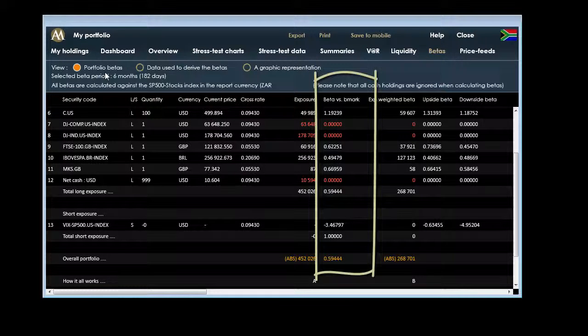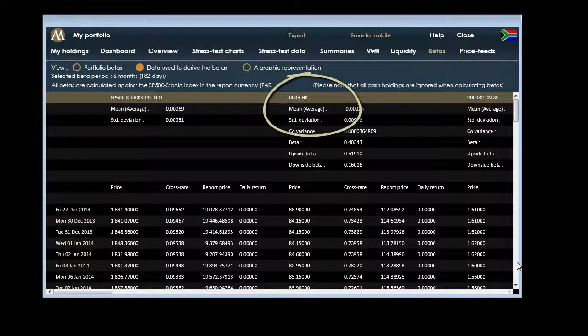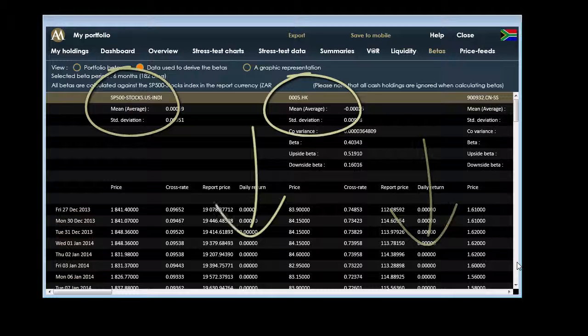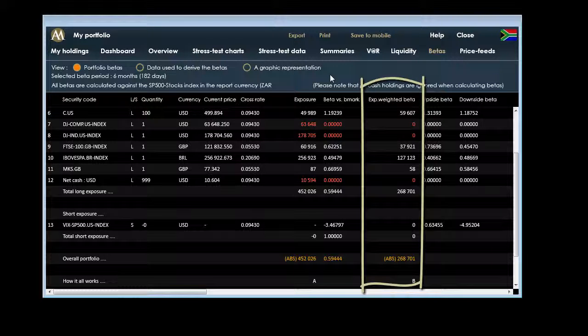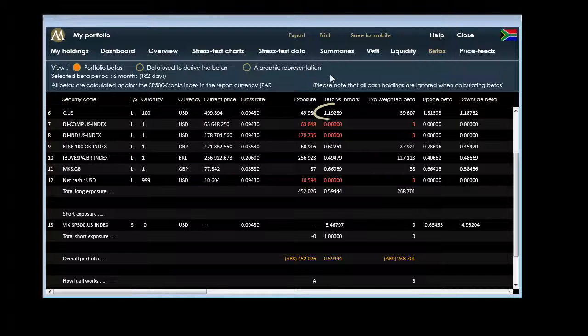The beta versus benchmark column shows the results of the linear regression of the security's return against the selected benchmark's return. Where Assidium returns a red 0, there is insufficient historical price information for the calculation. The important column here is this one, which shows the beta weighted by the exposure of your position. This is the result of the beta of the holding being multiplied by the exposure of that holding.